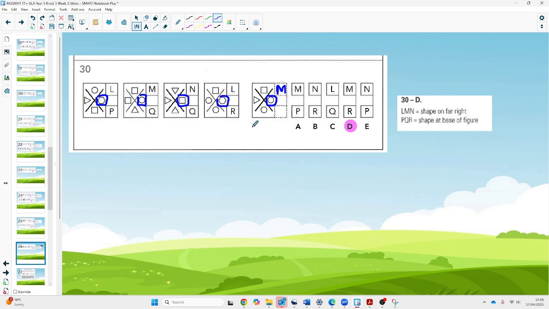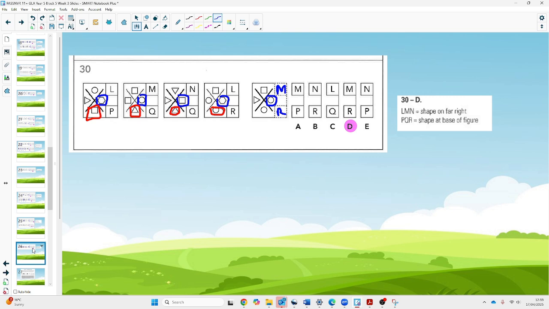And then looking along the bottom row, we've got PQR, and that is the shape of the base of the figure. So I'm going to do that in a slightly different colour. So we've got a square here, triangle and triangle, that's why they're both Qs, and a circle. We actually require the circle, therefore it's MR.